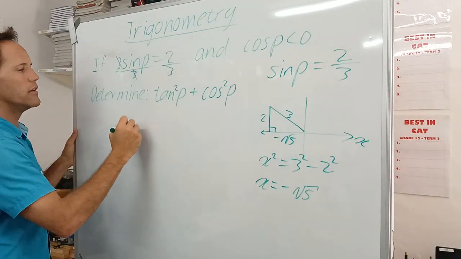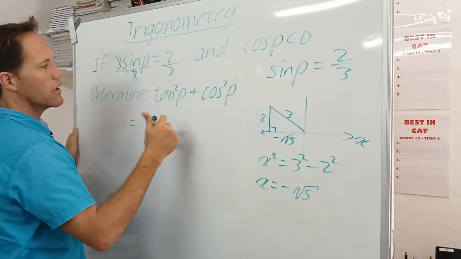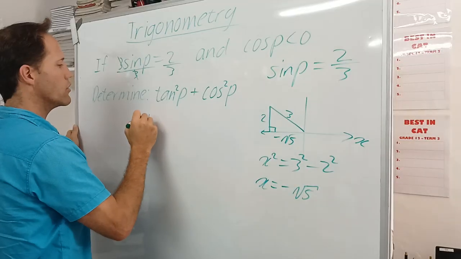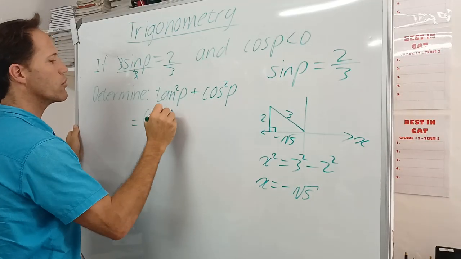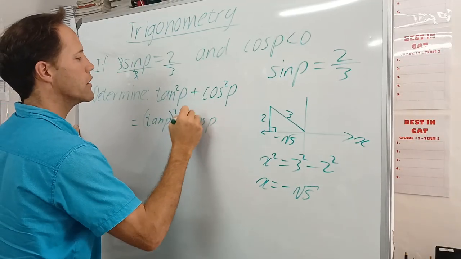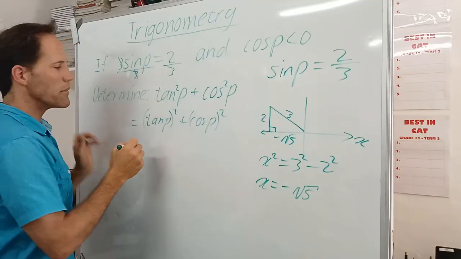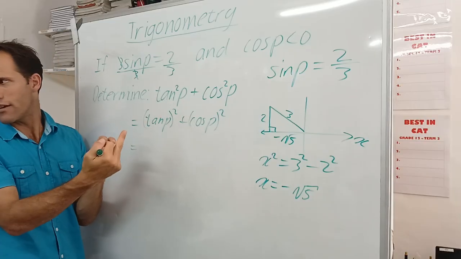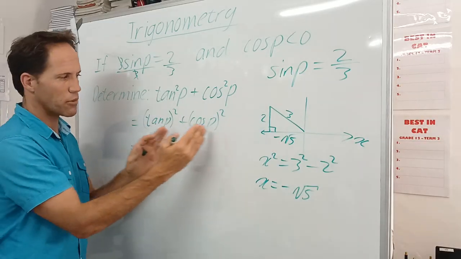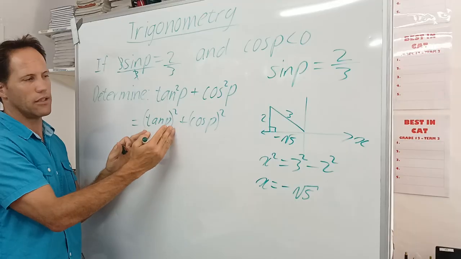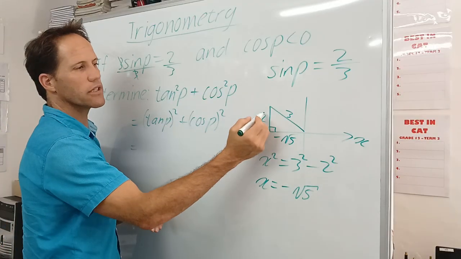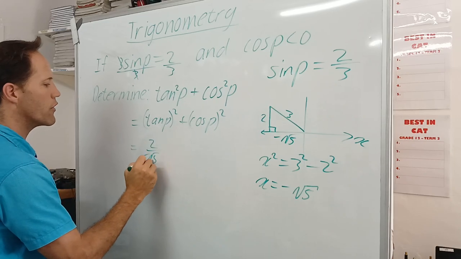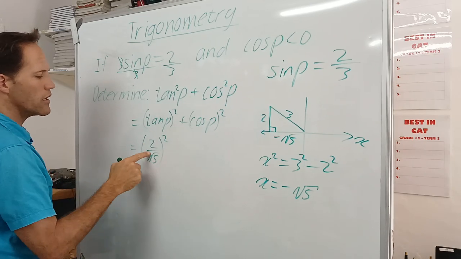So let's have a look now at tan square p. What can help you is to first take the square out. You can say it's tan p squared plus cos p squared. Sometimes when you see tan square p, it helps to first write it as tan p squared. It's the same thing, but now you can just focus on what tan p is. Tan p is opposite over adjacent, so it's 2 over negative square root of 5, and we need to square that one.